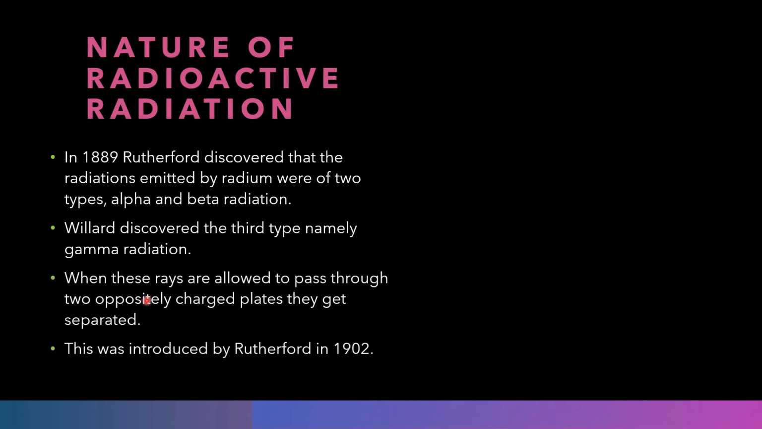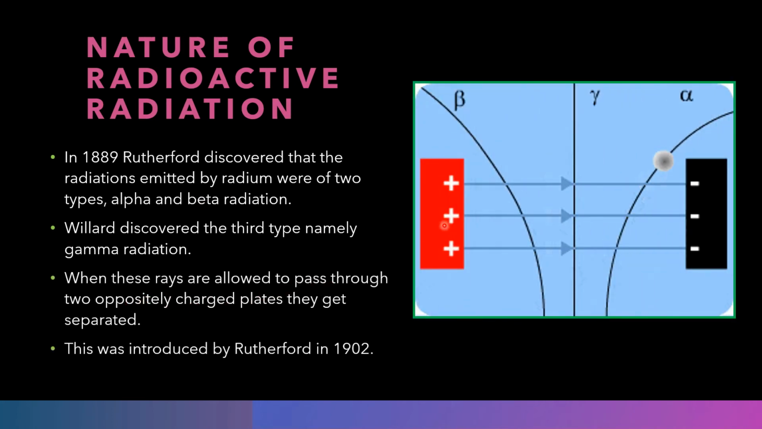See, when the rays were allowed to pass through two oppositely charged plates, they get separated. So this is how these radiations were discovered. This was introduced by Rutherford in 1902. If you can see this picture, you can see alpha is deflected to one side, beta radiation are deflected to the other side, and gamma is going in a straight line. So using these oppositely charged plates, they were able to separate the radiations emitted out of radioactive substances.